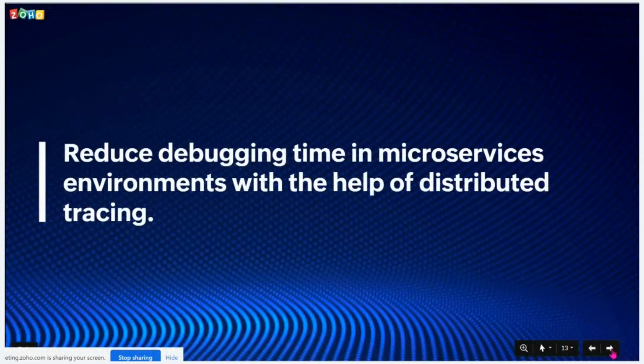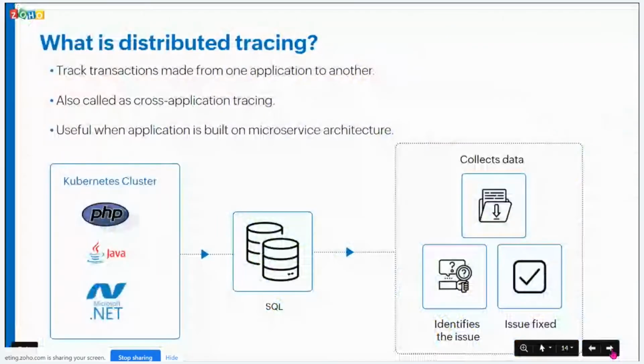Reducing debugging time in a microservices environment with the help of distributed tracing. So we all know, the name distributed tracing itself means tracking transactions made from one application to the other. It is also called cross application tracing. This will be very useful when the application is built on microservice architecture.